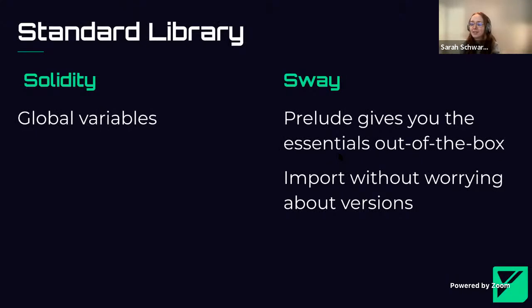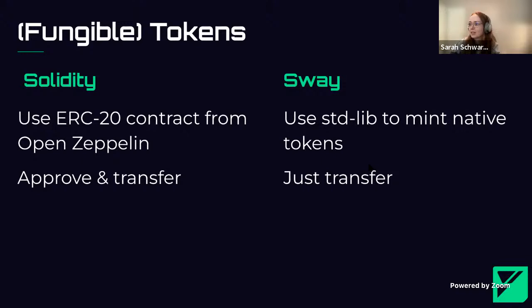Another huge difference between Solidity and Sway is that Sway tries to reduce the number of global variables there are, so keywords that you can't touch. And we provide a lot of stuff through our standard library. I'll show you an example of what that looks like.